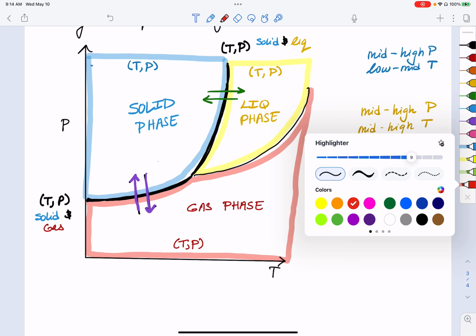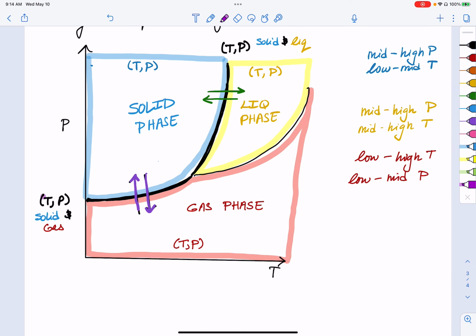All right, so we've got down here temperature and pressure data points where solid and gas exist. And then up here, we've got temperature and pressure points at which solid and liquid exist. This leaves behind this curve.